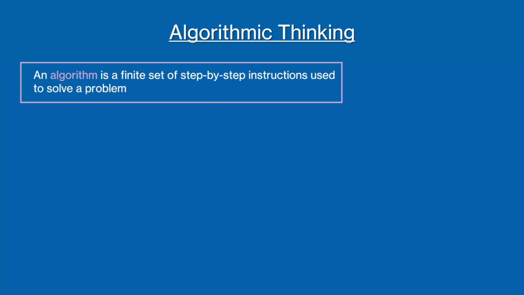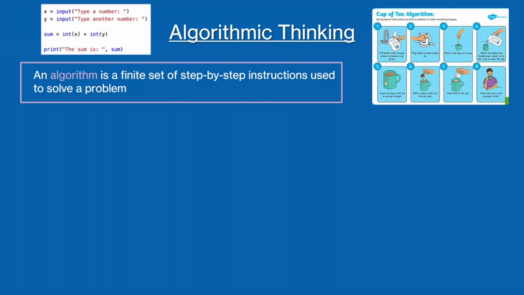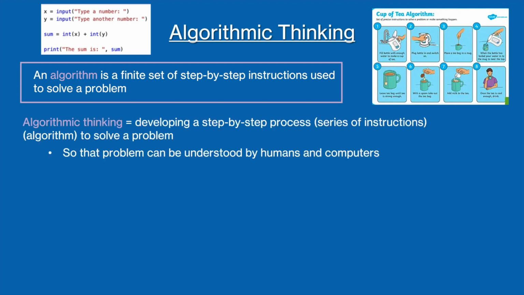The last principle of computational thinking that we're going to be looking at is algorithmic thinking. First, it is important to understand what an algorithm is. An algorithm is a set of step-by-step instructions used to solve a problem. This could be the steps to make a cup of tea, or a procedure to make a computer add 2 numbers together. Algorithmic thinking is applying a step-by-step process, or an algorithm, to solve a problem, so that the problem can be understood by humans and computers.